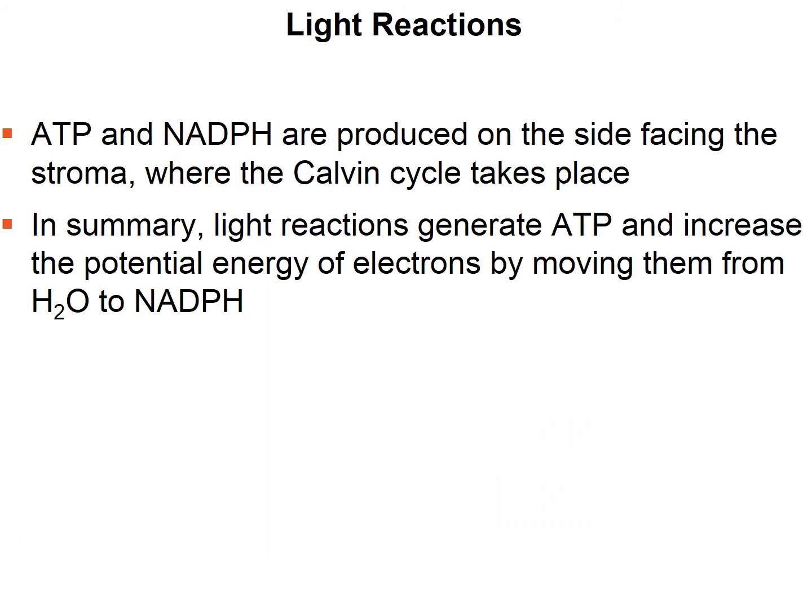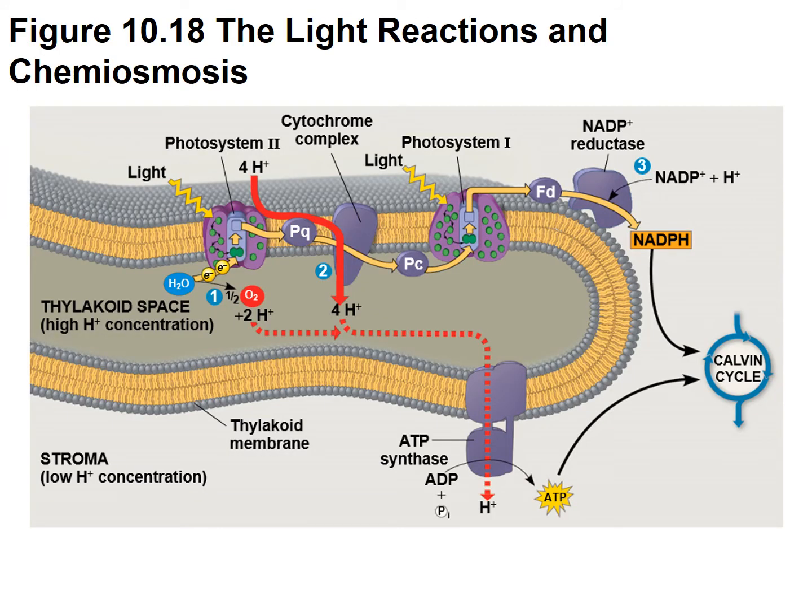ATP and NADPH are produced on the side facing the stroma, where the Calvin cycle takes place. In summary, light reactions generate ATP and increase the potential energy of electrons by moving them from water to NADPH. Now this diagram is a little more complex than what we talked about. I tried to make it as simple as possible, but here are some of the key things as an overview. You will need to know slightly more details, but those I've already gone over.